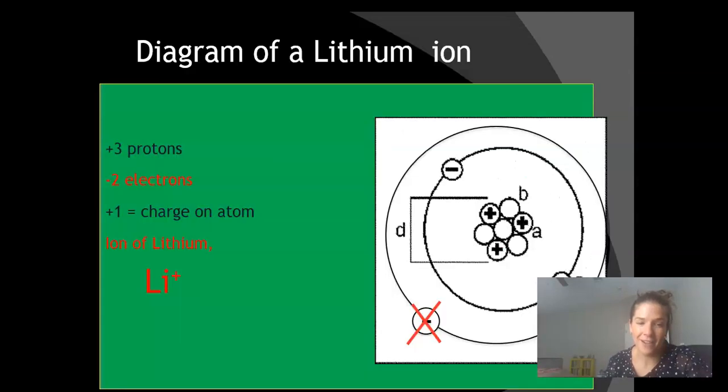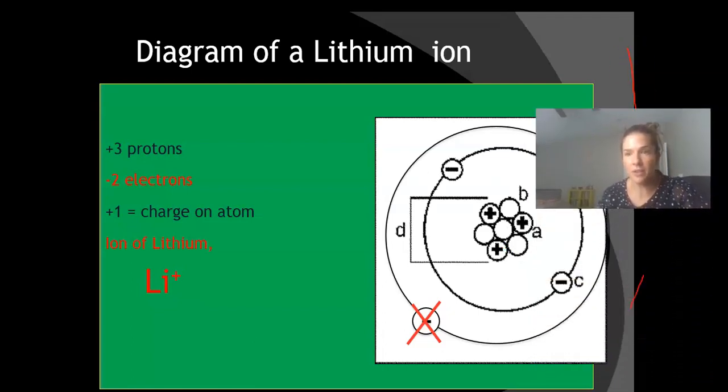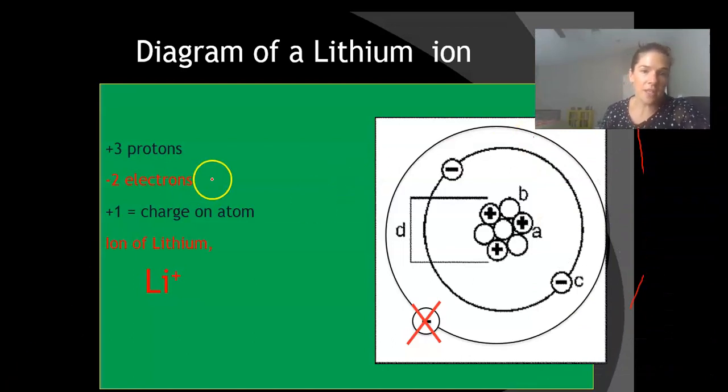Come on. All right. Okay, so back to that diagram of the lithium atom. Just writing all over everything. All right, so this diagram of the lithium atom: here we have 3 protons, 2 electrons. We have 1 more proton than we do electrons. Therefore, we have a positive ion of lithium.